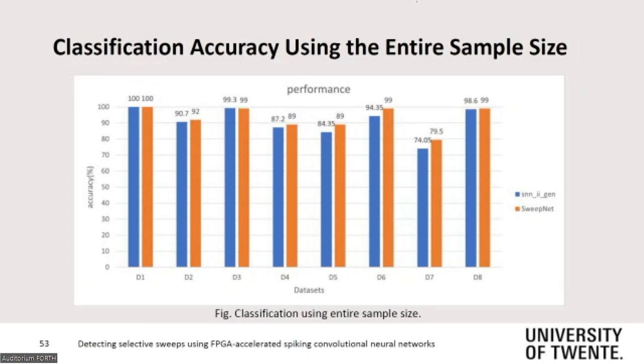Then we compared our SCNs with another CNN method, SweepNet, for classification, for identifying positive selection under different genetic scenarios using the entire sample size. Although we observe our CNNs show some drops for specific datasets, for most datasets we observed comparable or even slightly higher accuracy than SweepNet.